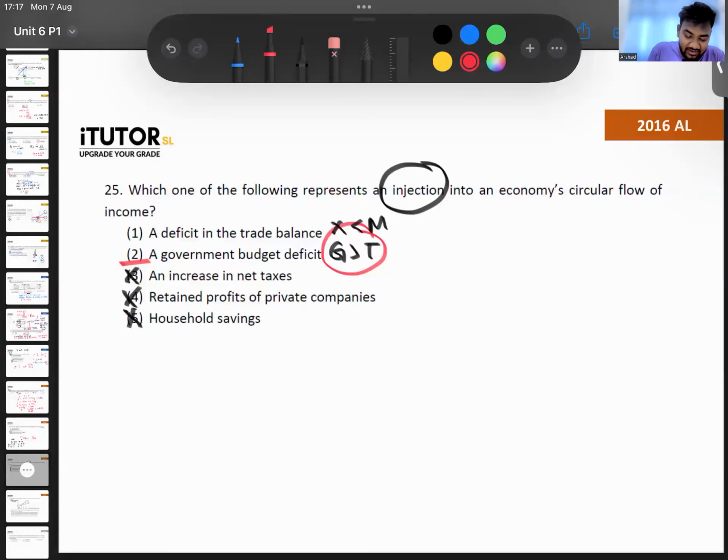So question 25, answer number 2. How many of you all got that correct?